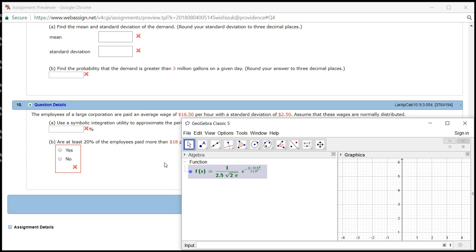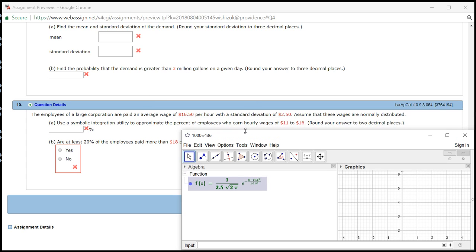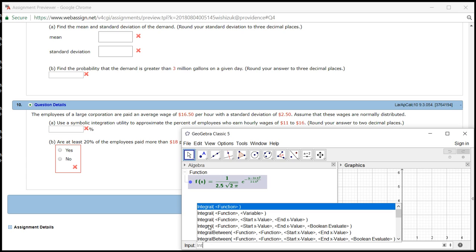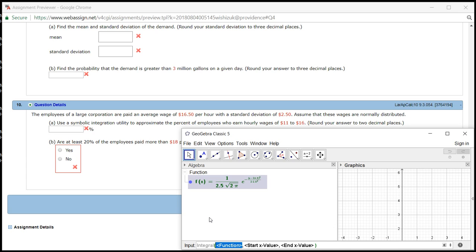Then we just want the probability that the wage is between $11 and $16. So what we have to do is take the integral of this normal distribution function, starting from 11 to 16, and then hit enter.